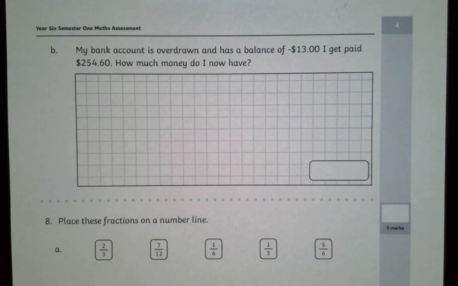Hello everybody, just going through the next page of these questions. Let's see how we go. So to start off, my bank account's overdrawn, has a balance of minus 13. I get paid $254.60. How much do I have?